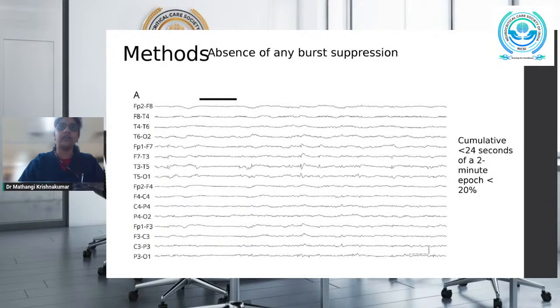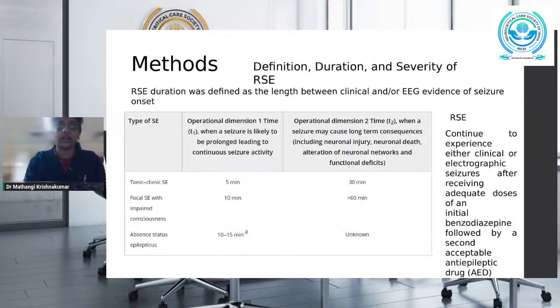And the third pattern was absence of any burst suppression. Here you can see the EEG where there are no patterns of burst suppression, and less than 20% of the epoch is considered an absence of any burst suppression. So these were the 3 patterns into which the assessor has to categorize the EEG he is assessing. So once it was done, also the definition of RSE.